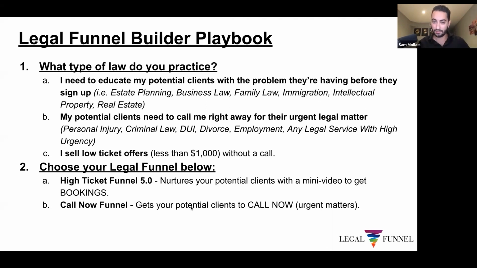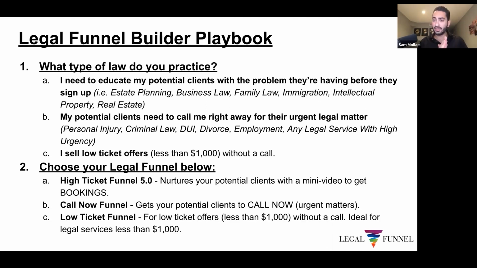Give me a call. And the third one is called the low ticket funnel. This is for low ticket offers that are less than $1,000, and you don't need a call for these. And this is, again, ideal for legal services that are less than $1,000.